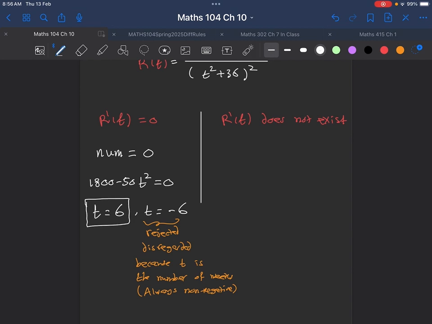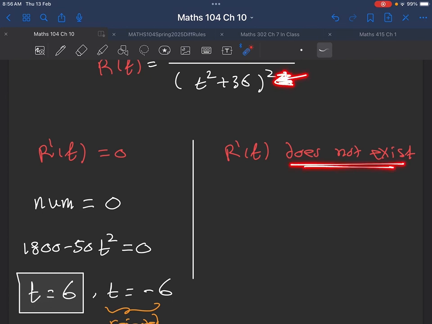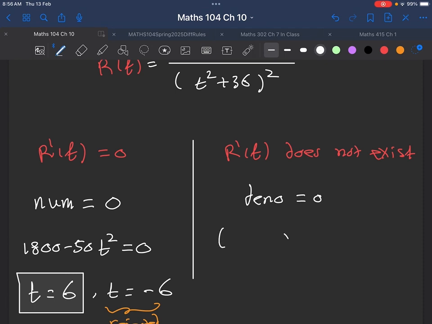So the only answer from this branch is t equal to 6. I don't know if this will give me the maximum or the minimum. We will check in a minute, but that's what we get. Now, what does it mean that the derivative does not exist? Of course, it means we have a problem if the denominator is equal to 0. Now, the denominator is this one, and that's equal to 0.